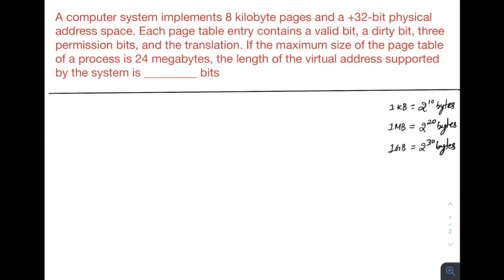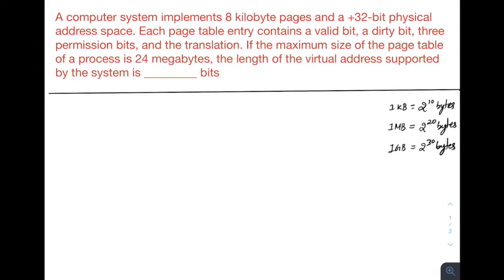Hello everyone. In this video, I will be discussing a numerical on the concept of paging. Paging is a very important concept of memory management in operating systems. Through this numerical or example, I hope you will better be able to understand the concept of paging. There are many things in paging, like page number, frame number, page table, physical address space, virtual address space. You will be able to understand all these things with this example.